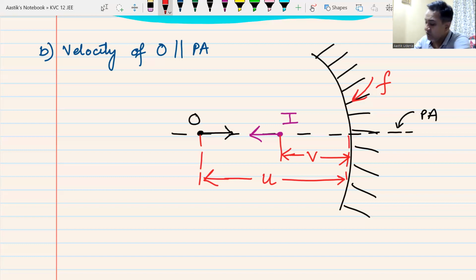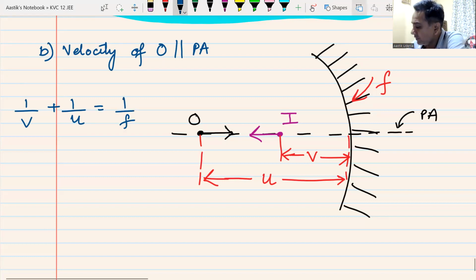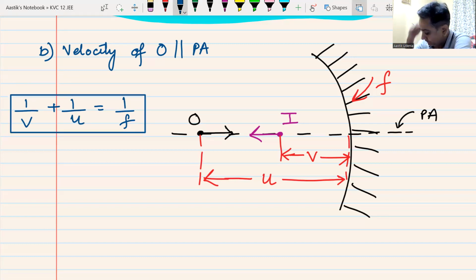Here u and v are changing. I have to find out the rate of change of u and the rate of change of v. How will I find it out? Very simple. I will use the mirror formula: 1 by u plus 1 by v is 1 by f. Do we remember this formula?